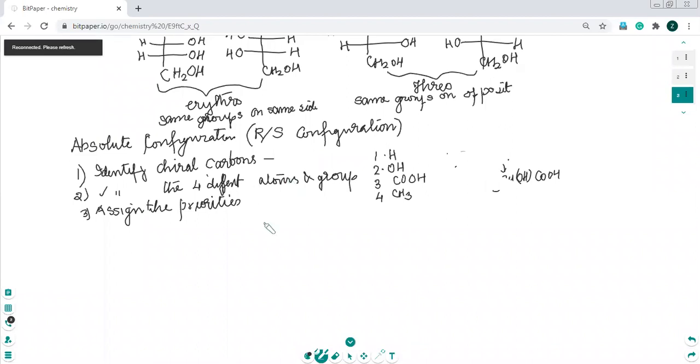Can you see the board now? Can you see the board? Can you see the board, children?